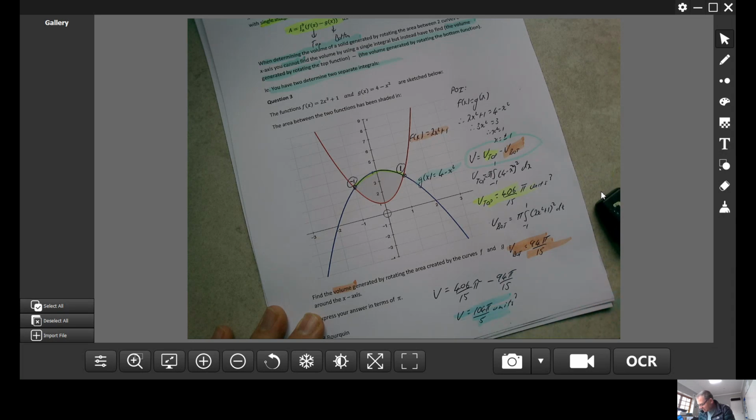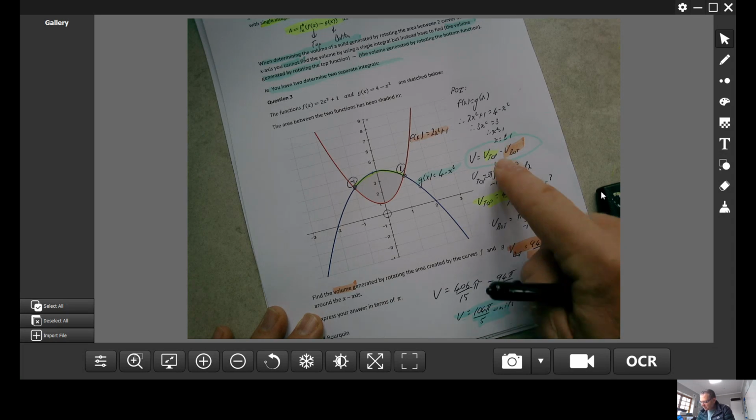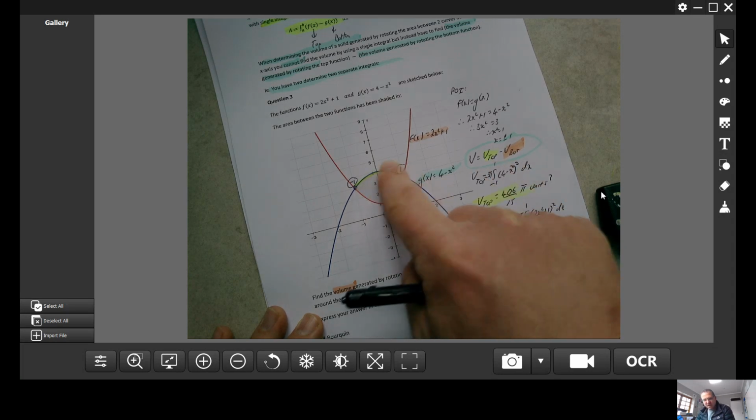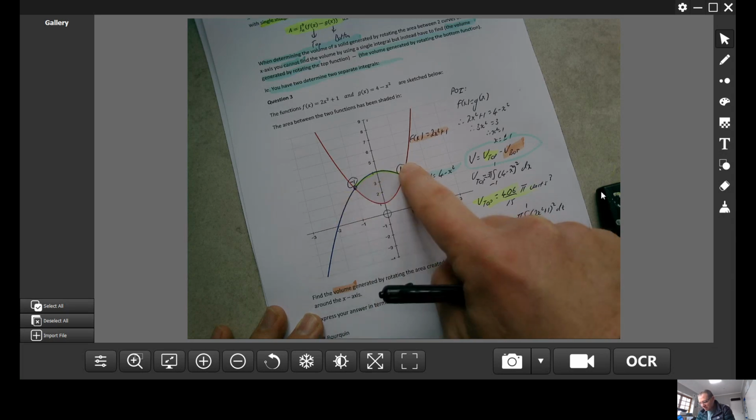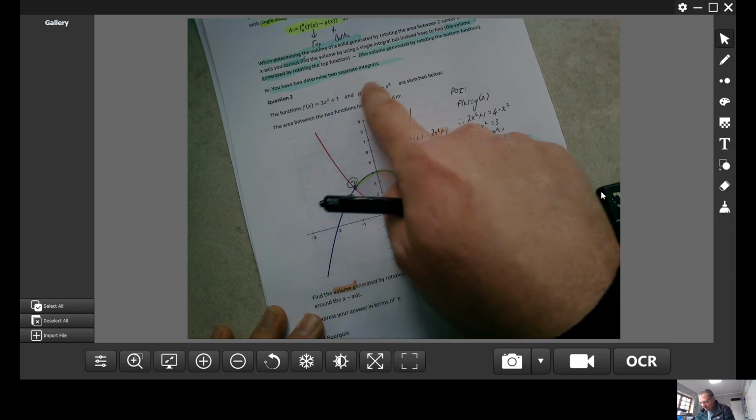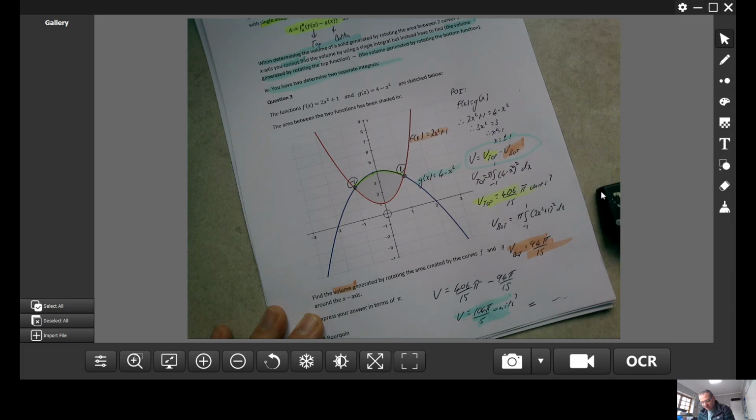If they leave it like that, but if they said give it to 2 decimal places, you've got to work out whatever it is. So for volume, you've got to do them separately. The volume generated by a shaded region bounded by 2 curves: what's the process? Find the point of intersection. You cannot do it in one step. You cannot take the volume of the top minus the bottom volume in one go. You can only do that for area.